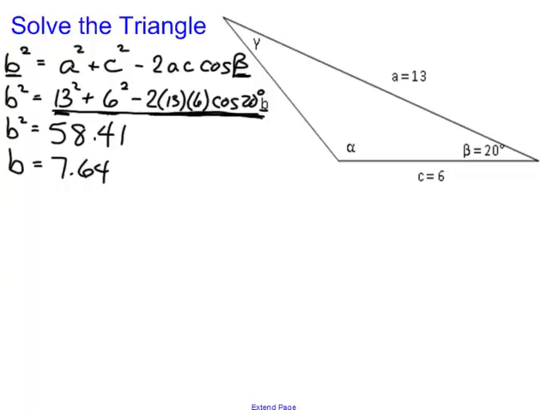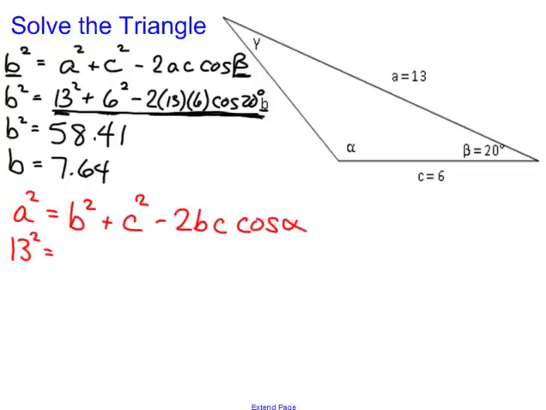Now, if I want to find angle alpha, then I'm going to need angle alpha in my formula for the law of cosines, or the cosine rule. So in order to get alpha in the formula, I would need to do a squared equals b squared plus c squared minus 2bc times the cosine of alpha. Now, again, plugging in what we know, A is 13. B we just found was 7.64.